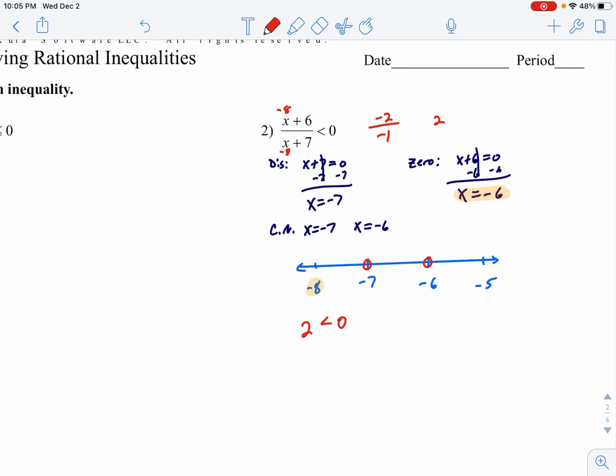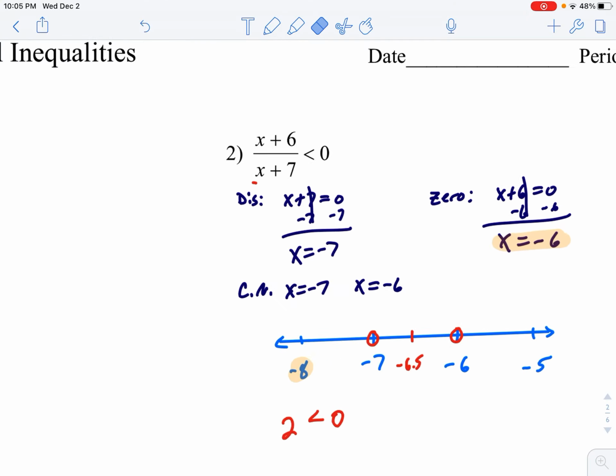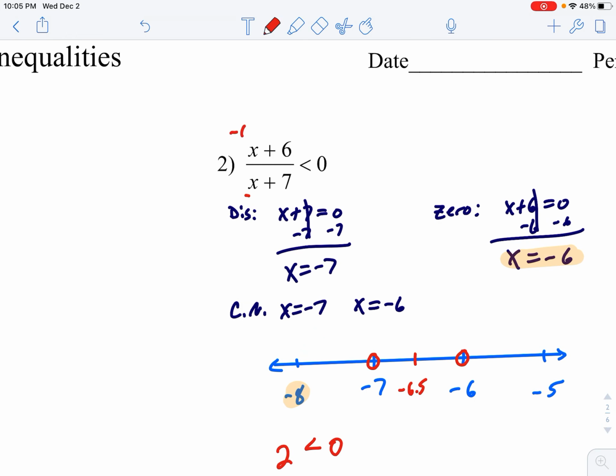Pick a test number from this interval. Unfortunately, we're going to have to do a fraction, so -6.5 or a decimal. And then plug that in and see what happens. So if we plug in -6.5 here, -6.5 here. Well, here's a little tip for you. If you don't really want to do all of the work, you can do this.